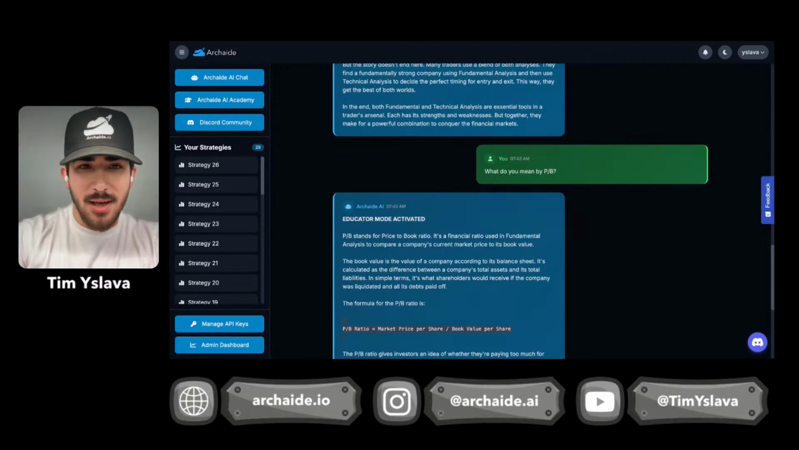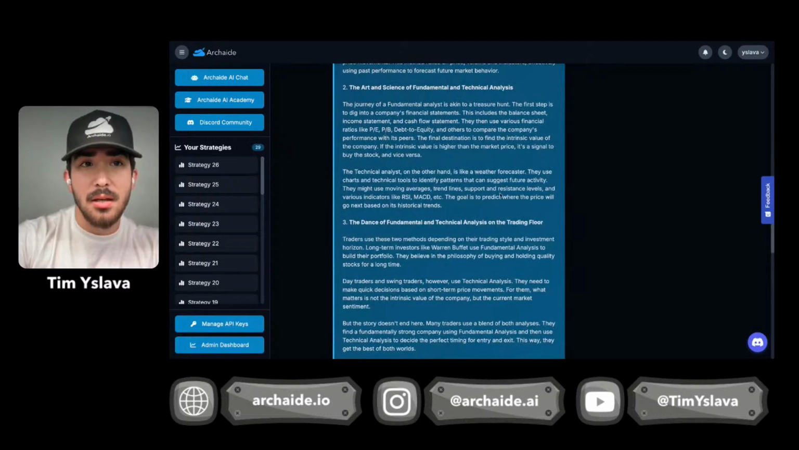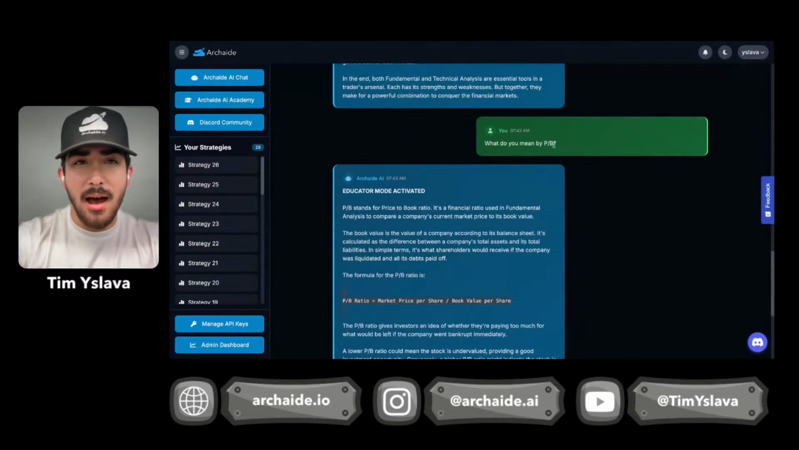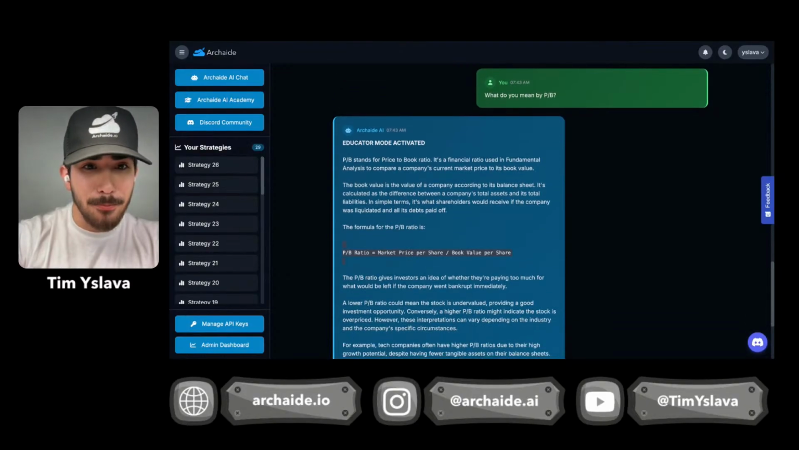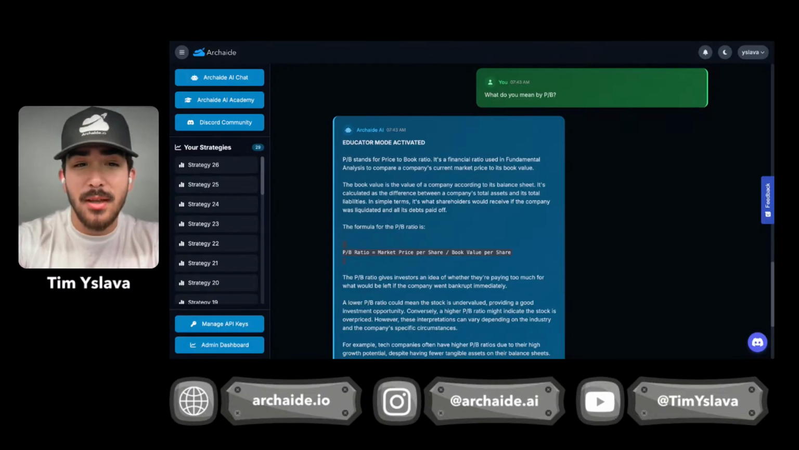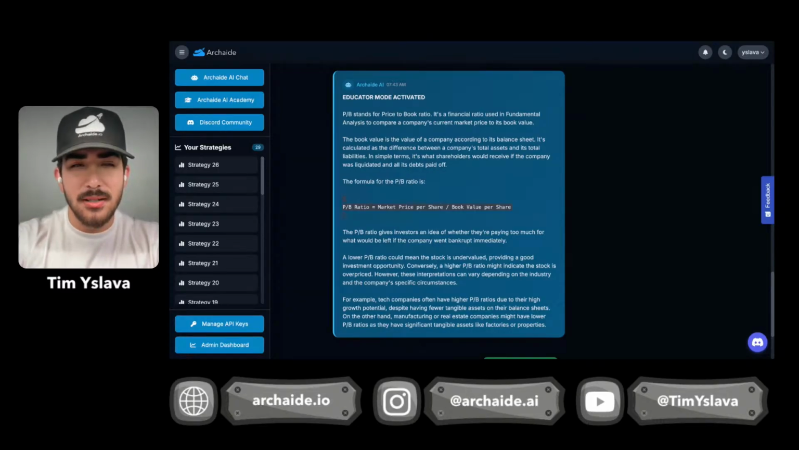And in addition to how it works, we had a question about PB. That's such a cool thing about having an AI trading coach. I've been trading forever and use technical analysis primarily, so I don't really know what fundamental analysis is as much. So PB is price to book ratio. It's a financial ratio used in fundamental analysis to compare the company's current market price to its book value. Okay, and you have this deep, robust definition.